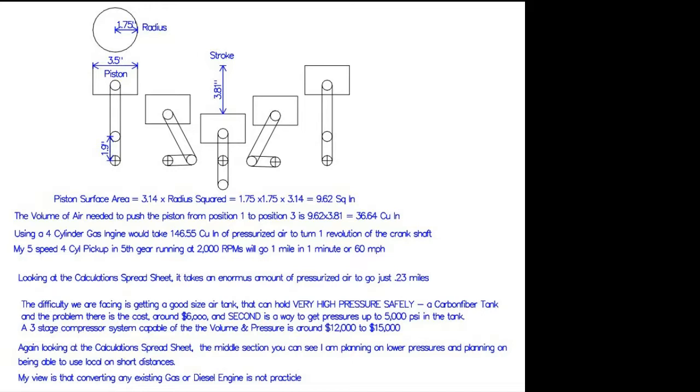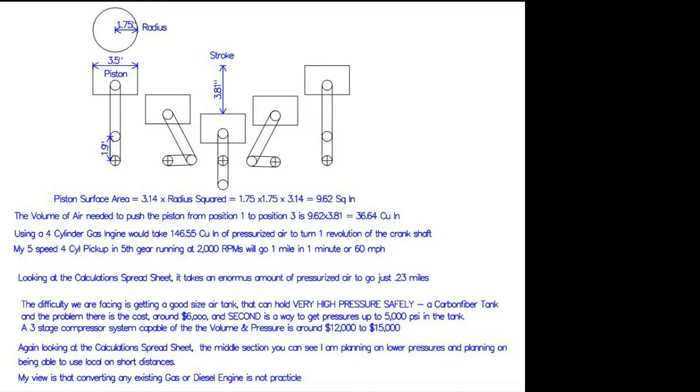is 9.62 times 3.81, which is the stroke, and that will give you 36.64 cubic inches for one piston to go down to the bottom. So using four cylinders of a gas engine, it would take 146.55 cubic inches of compressed air to turn one revolution of the crankshaft.